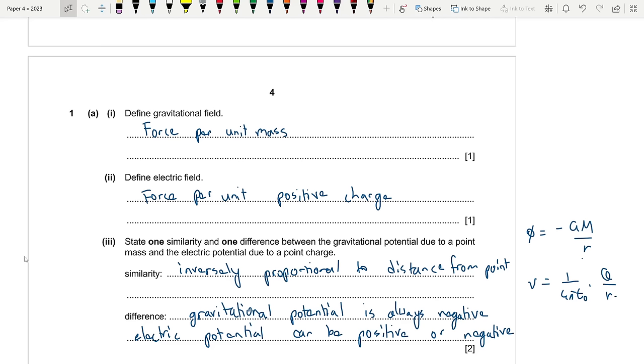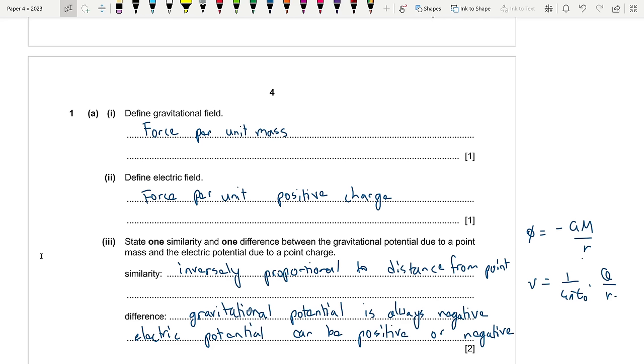So what is gravitational field? Before 2022, the definition of gravitational field was a region of space where mass experiences force. But starting from 2022, they have changed the definition according to the syllabus. Now, gravitational field is defined as force per unit mass. Similarly, electric field is defined as force per unit positive charge. Beforehand, it was region of space where charge experiences force, but now, electric field has this definition of force per unit positive charge.